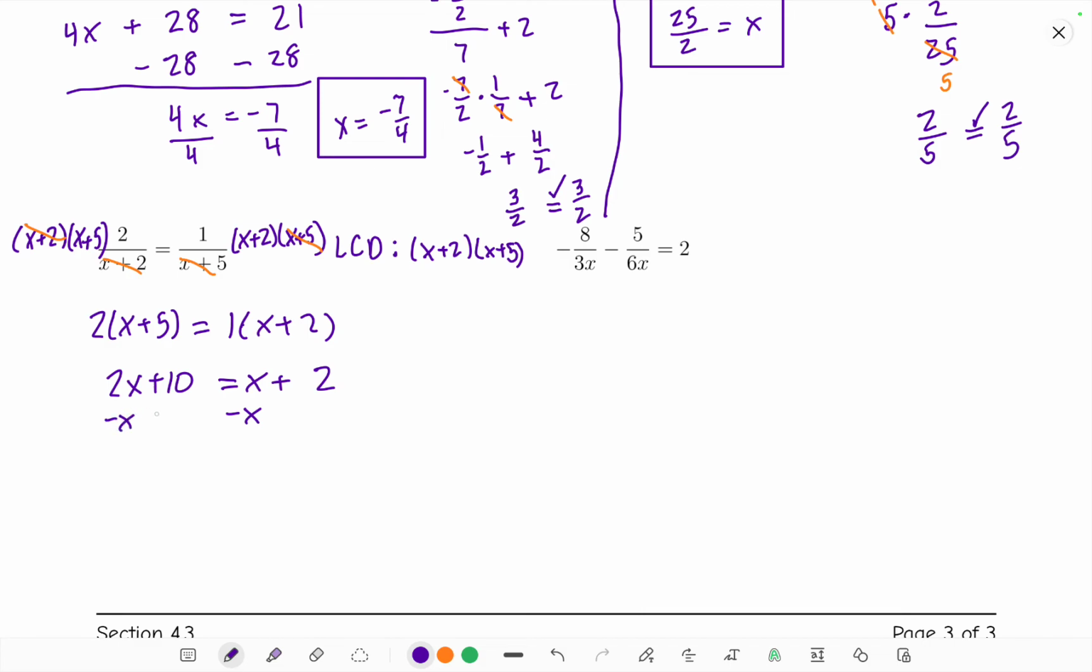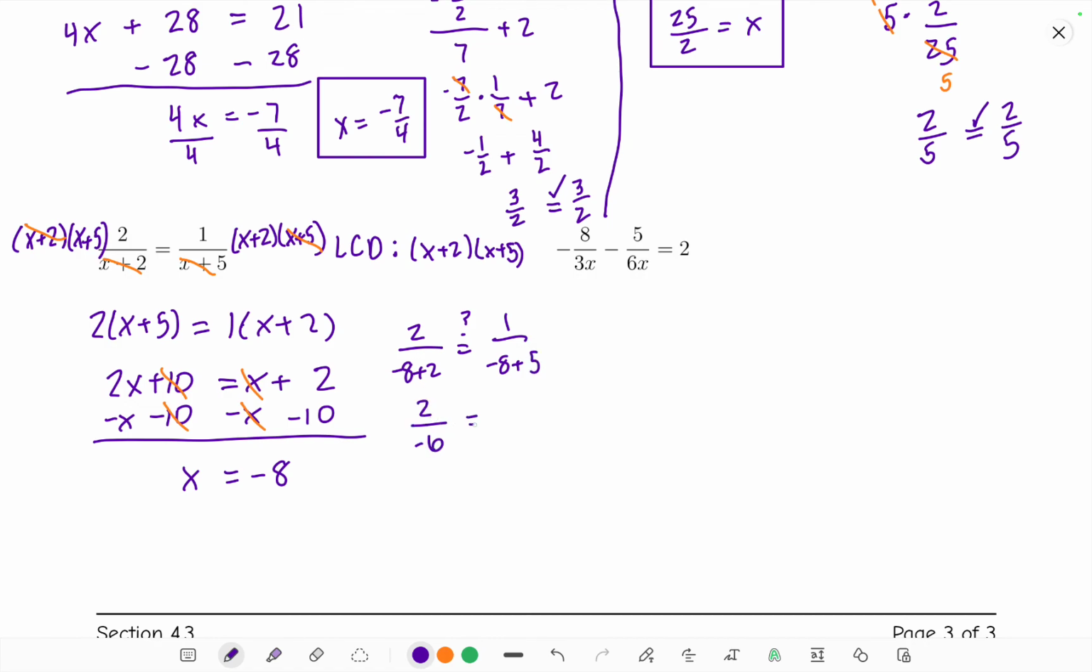Subtract x from both sides and subtract 10 from both sides. That way the 10's cancel out and the x's cancel out, and we're left with 2x minus x, which is x, and 2 minus 10 is -8. So we're left with x equals -8. I still have to check it. Does 2/(-8 plus 2) equal 1/(-8 plus 5)? So that's 2/-6. Does that equal 1/-3? Yes, that equals 1/-3. So x equals -8 is our answer.